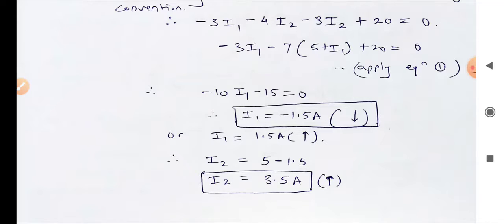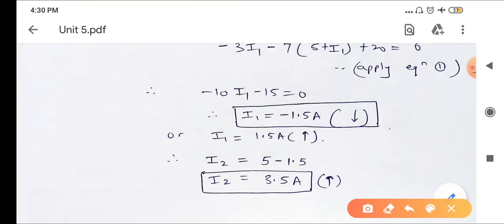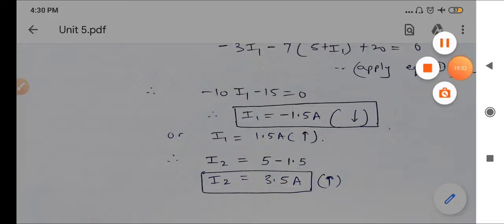Now if you want to write this current with a positive sign, you just reverse the direction of the current. So here I1, I can write as 1.5 ampere, and in brackets the direction of the current is given. So here the direction will now be upward. Now by putting that value in equation 1, I can get the value of I2 also. But just remember, while writing the final values of I1 and I2, you must write the direction in brackets. It is compulsory.